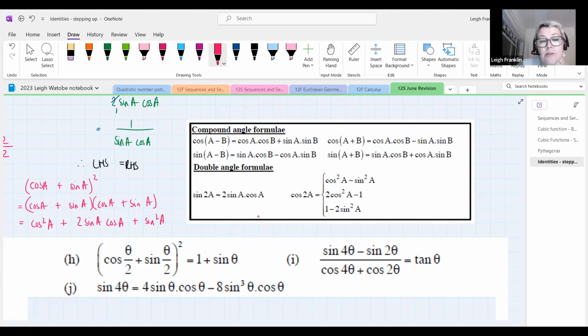Don't worry about theta over 2. Theta over 2 is the angle. So just like I've got A in my example over here, you're going to have theta over 2. Okay. So there's your hint. Does that help?